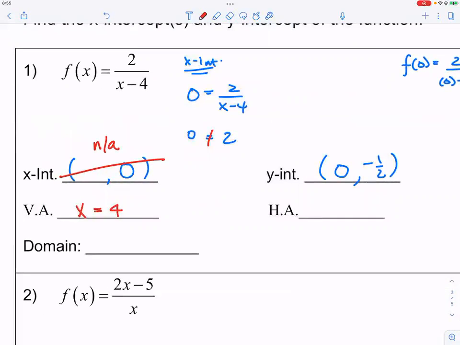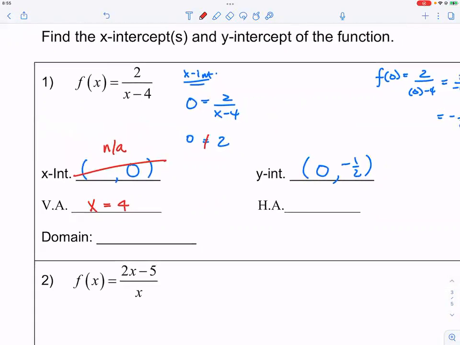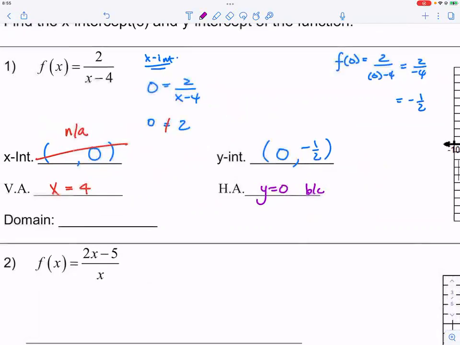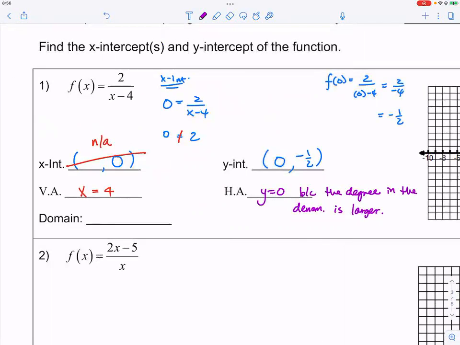Well, with these fractions altogether, the horizontal asymptote, in this case, we'll say it is y equals 0 because the degree in the denominator is larger. You have x to the first power in the denominator and you don't have any x. So we assume that it's x to the 0th power. So that's why the horizontal asymptote is y equal to 0.